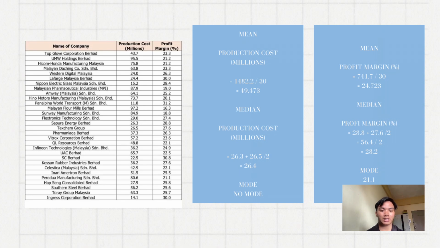So 28.8 plus 27.6 divided by 2. The answer is 28.2. For the mode, the profit margin's most frequently occurring value is 21.2. So this is how to calculate the mean, median, and mode.